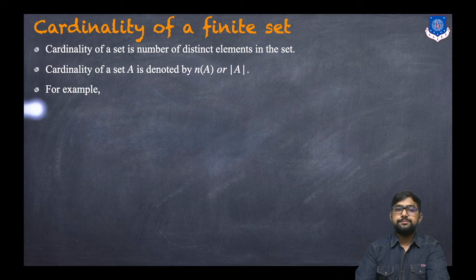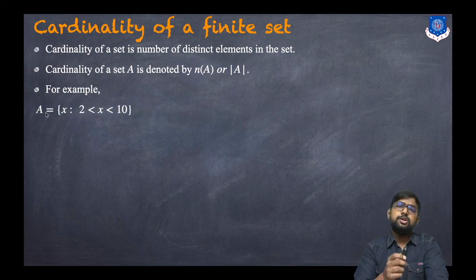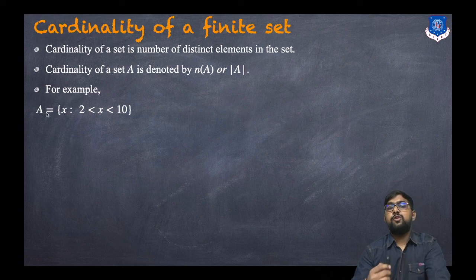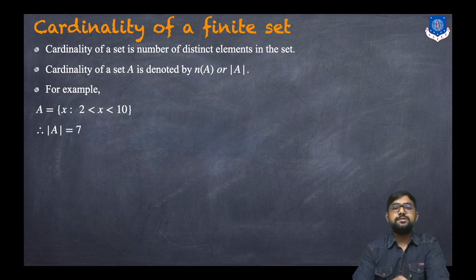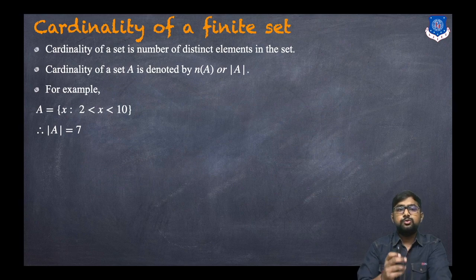For example, if we have A equals the set of all x such that 2 < x < 10, so this is the set builder form. What will be the cardinality of A? The cardinality will be 7. How? This set contains how many elements and which are they? The set contains elements from 3 to 9, so it will be 7.